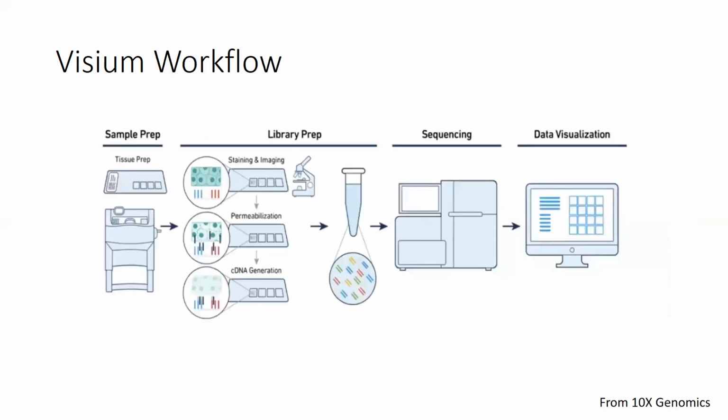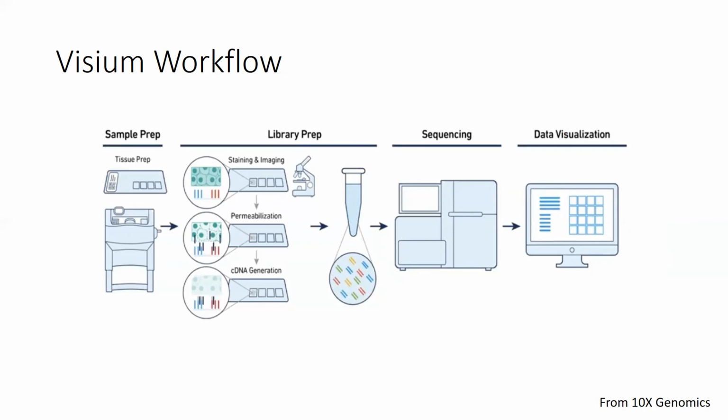The entire workflow here is laid out. First, you'll do your tissue preparation and get your tissue blocks. You'll slice them from about 5 to 10 microns thick. That is then placed onto the tissue prep slide. Next, they are imaged, which allows you to see your tissue image. They are then permeabilized, which will allow your mRNAs to come out of the cells and drop into the spots underneath. Those spots then align to the probes that are under there.